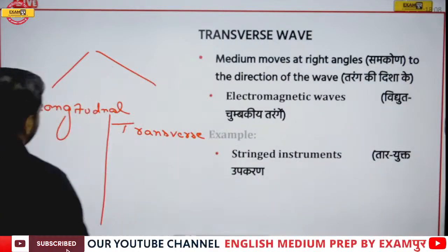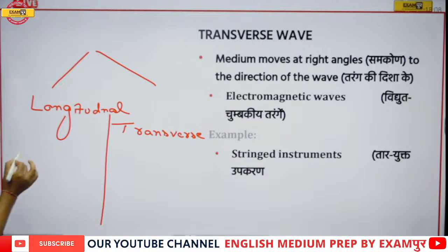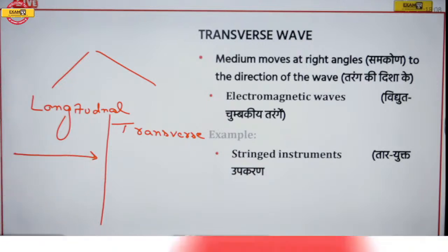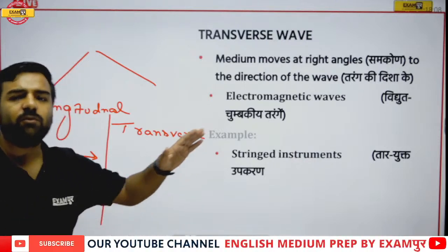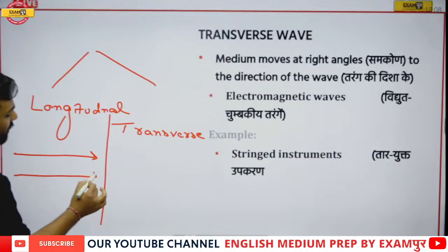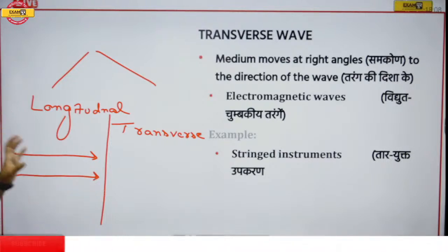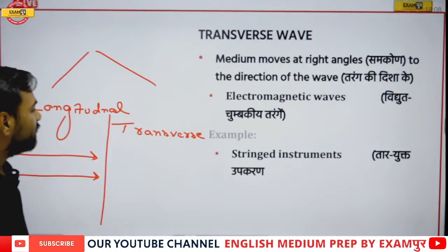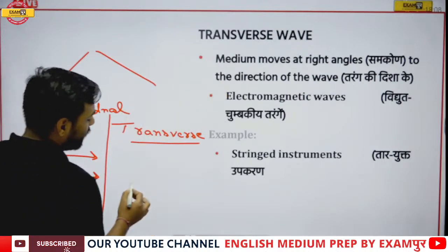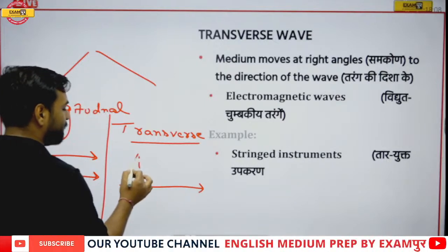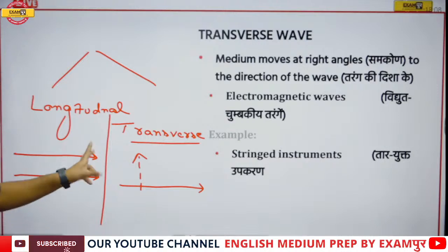If I talk about longitudinal, this means if the wave is propagating in this direction, now what will happen to the particles? If the wave is moving in this direction, this means particles are going to be in the horizontal direction, that is in the parallel direction with this movement of the wave. But if I talk about transverse waves, if the wave is moving in this direction, then in this condition particles will be perpendicular to this wave. So there's a difference between the two.